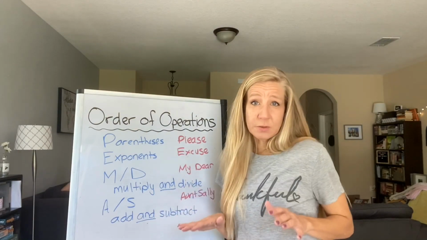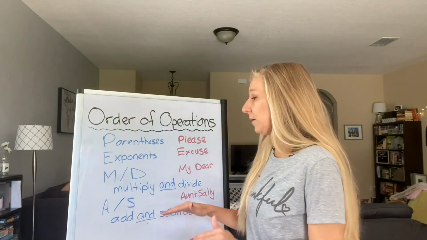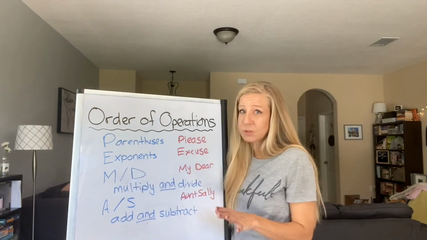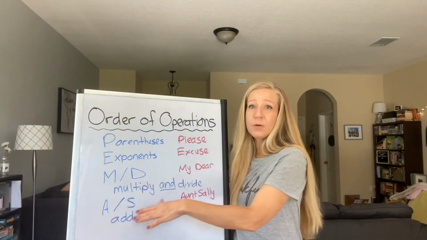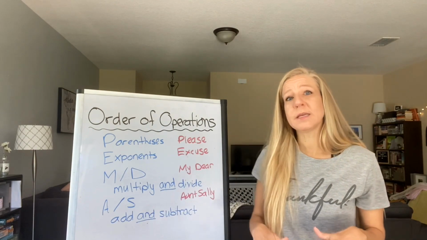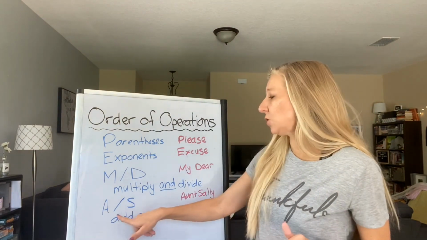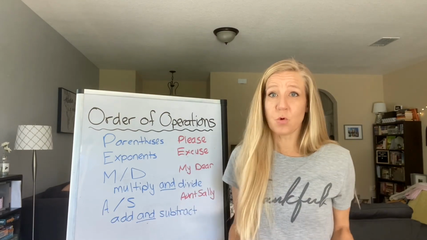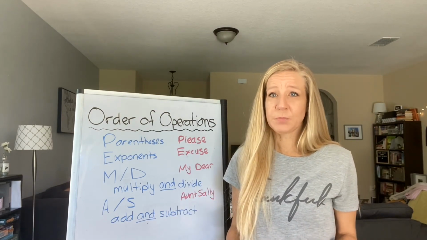Now moving down to addition and subtraction, it's the same thing as multiplication and division. After you finish doing all the multiplying and dividing, then you go down and do all of the adding and subtracting. And just like multiplication and division, those are equal to each other. So whatever order they are written in, that's the order you do them with adding and subtracting, okay?